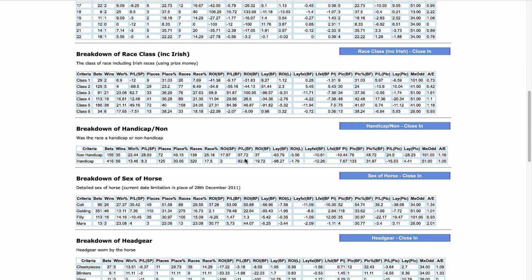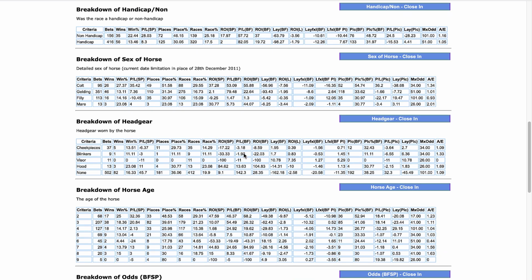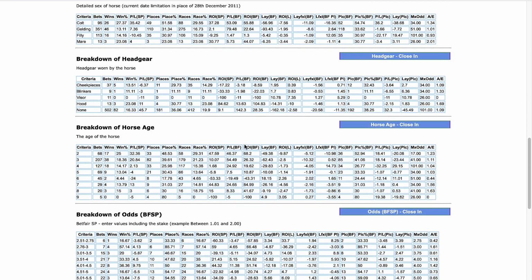Non-handicap and handicap doesn't seem to make any difference. Nor does the sex of the horse. Headgear seems to have it play a little bit different. That could be another factor.